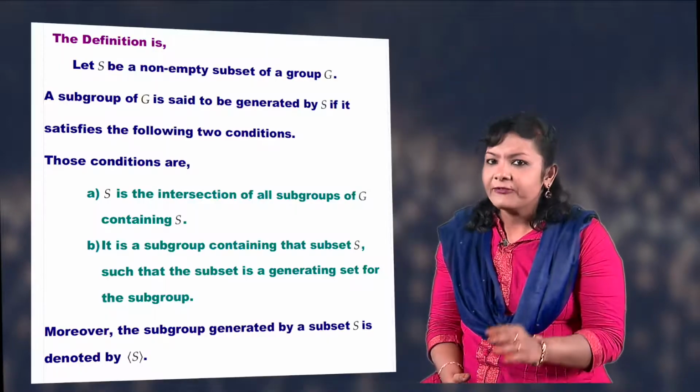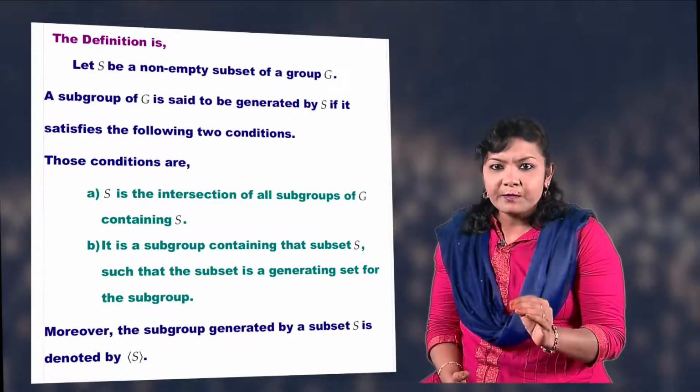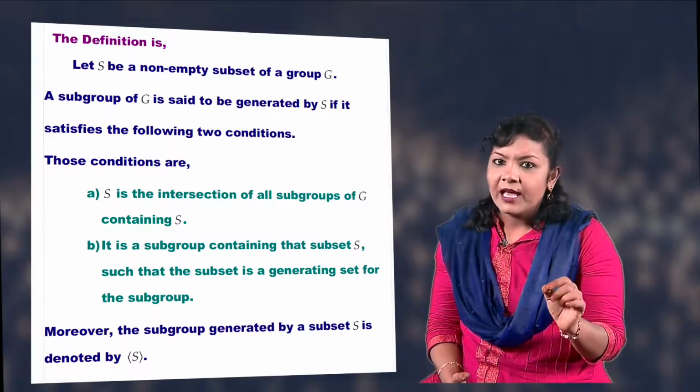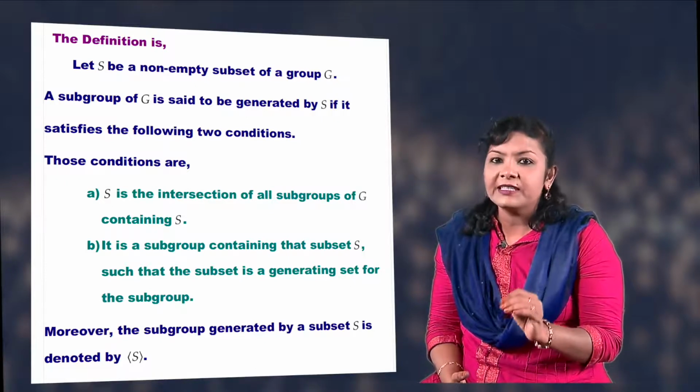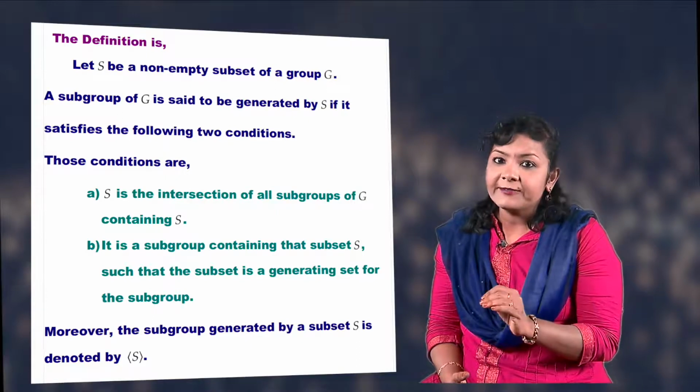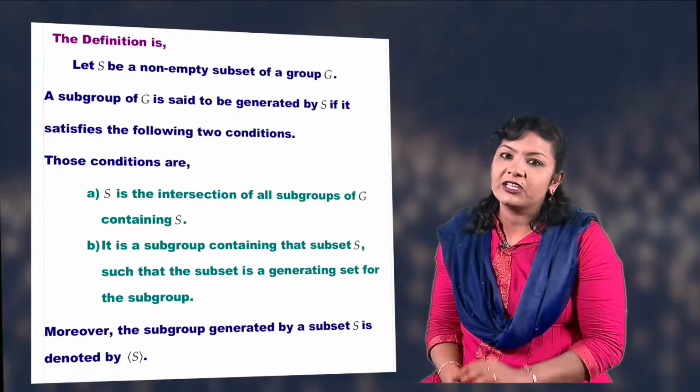Some more interesting facts about the generating sets of different groups are also discussed briefly. Now, let us see the definition first. The definition is, let S be a non-empty subset of a group G. A subgroup of G is said to be generated by S if it satisfies the following two conditions.